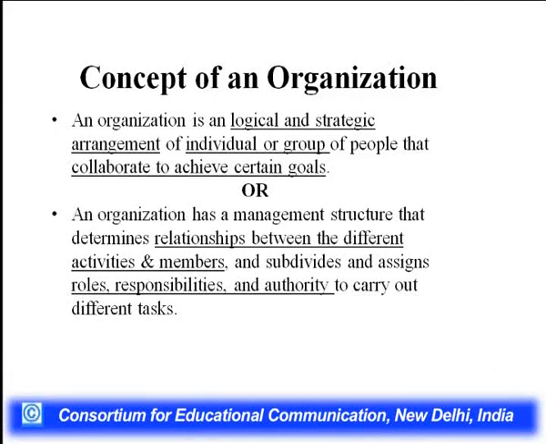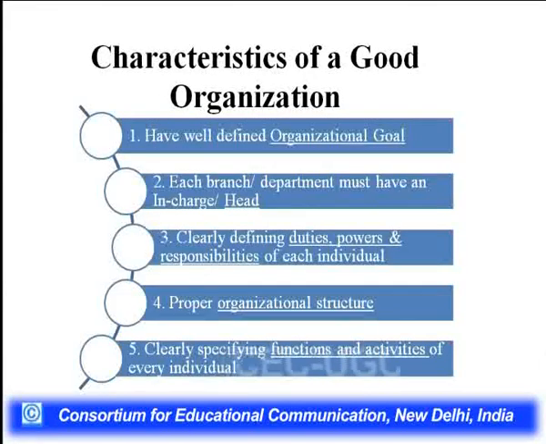In other words, we can say that an organization has a management structure that determines the relationship between the different activities and the members associated with them, and subsequently subdivides and assigns roles, responsibilities and authority to carry out different tasks. So in this particular case, the organization has human resources, and they are allocated to different departments within the applicable hierarchy, and they have to work within that. Whatever task is assigned to them by the top executive has to be followed. And this is what the delegation of authority says. And they will be responsible once they accept the delegation of authority.